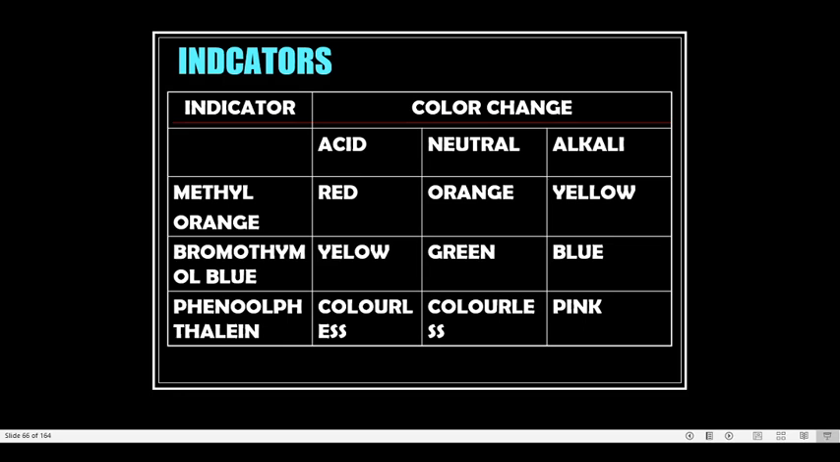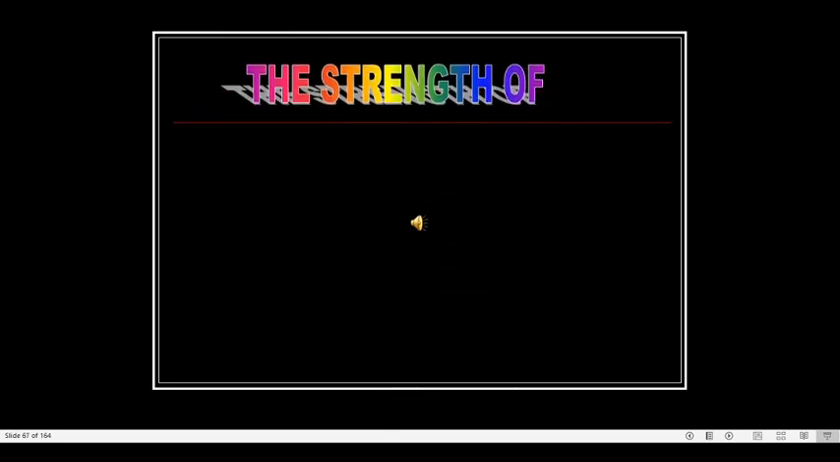Okay, if you use methyl orange, in acidic it will show red color, neutral orange color, and alkali is yellow color. For bromothymol blue, the acid will show yellow, neutral will show green, alkali will show blue. And for phenolphthalein, the acid will show colorless, also with neutral, but in alkali it will show pink. So nanti kita akan belajar neutralization use phenolphthalein, nanti kita akan membuat eksperimen.